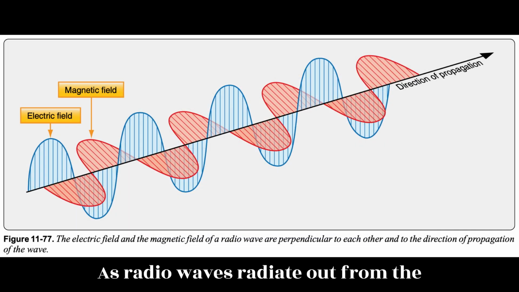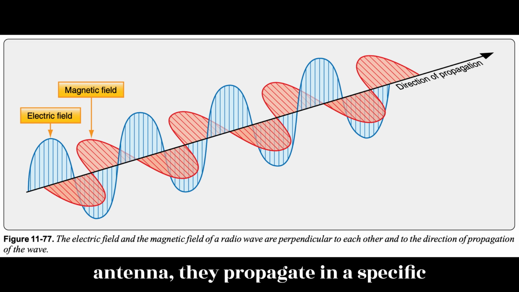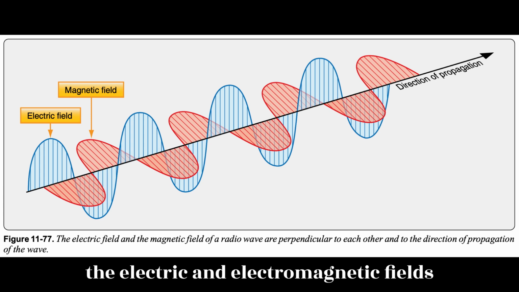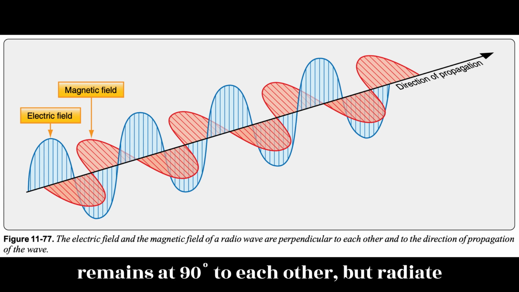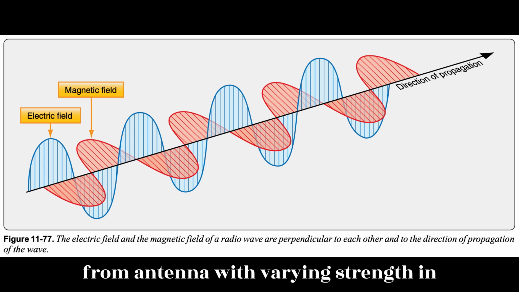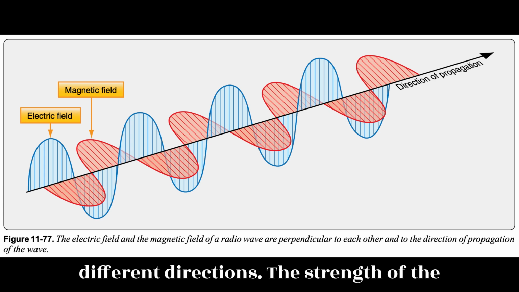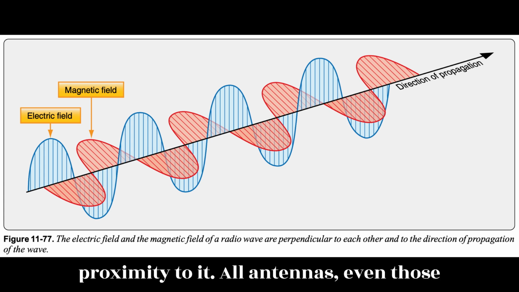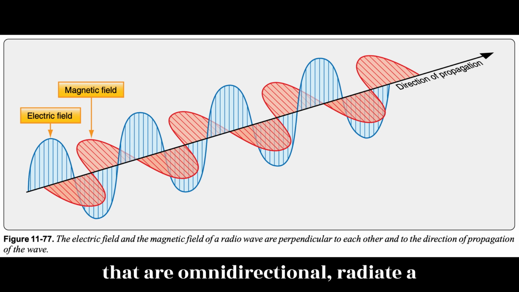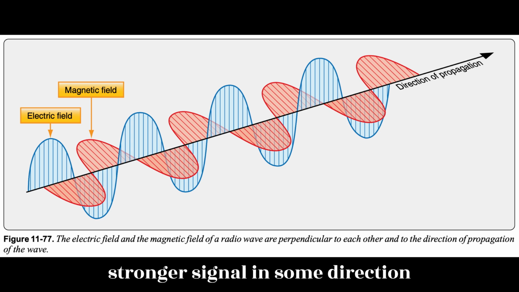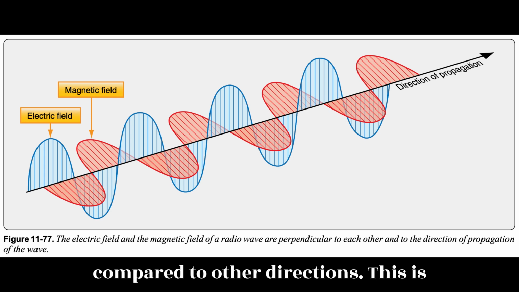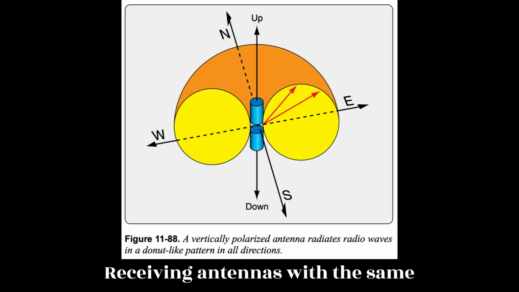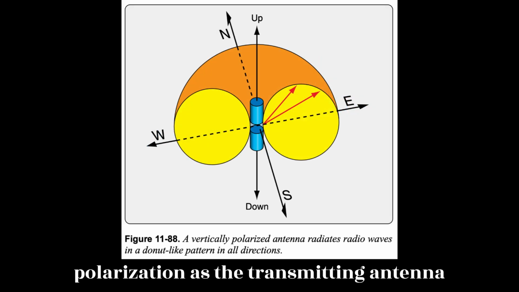As radio waves radiate out from the antenna, they propagate in a specific direction and in a specific pattern. This is the antenna field. The orientation of the electric and electromagnetic fields remains at 90 degrees to each other but radiate from the antenna with varying strength in different directions. The strength of the radiated field varies depending on the type of antenna and the angular proximity to it. All antennas, even those that are omnidirectional, radiate a stronger signal in some direction compared to other directions. This is known as the antenna field directivity. Receiving antennas with the same polarization as the transmitting antenna generate the strongest signal.